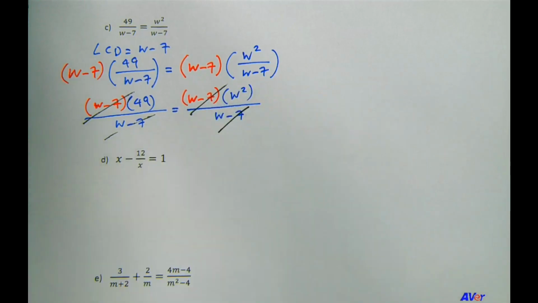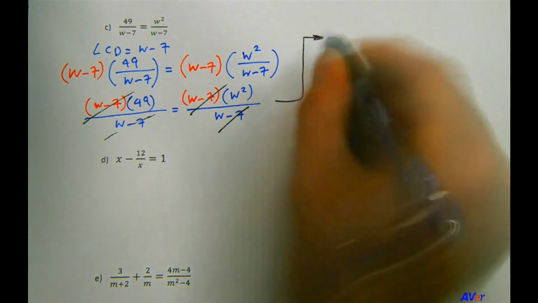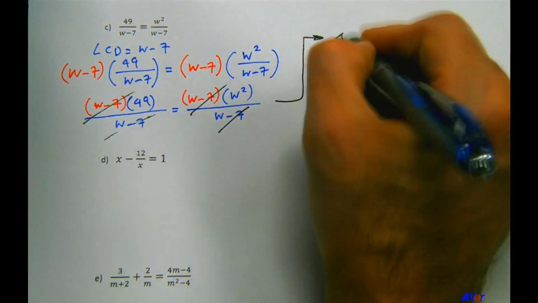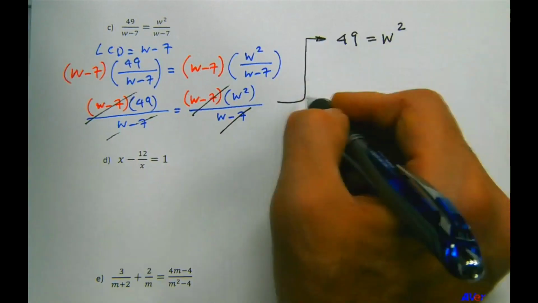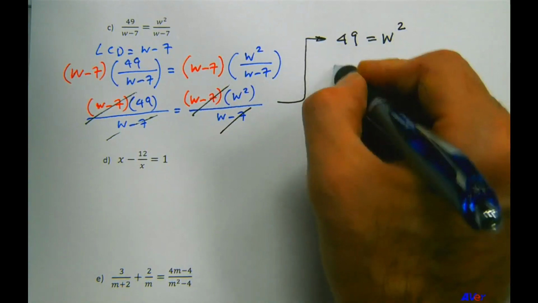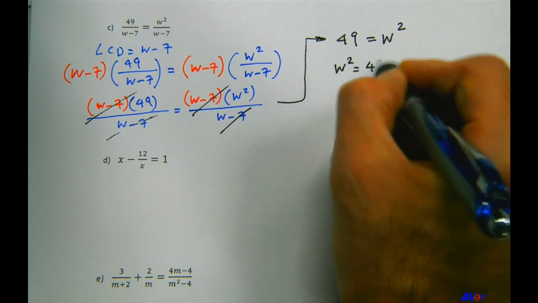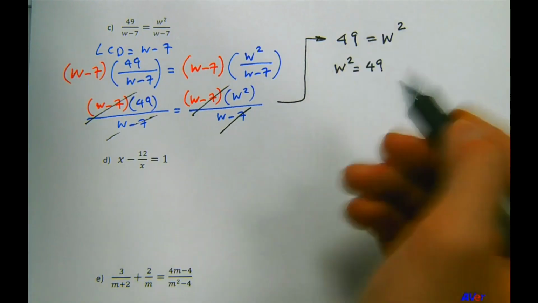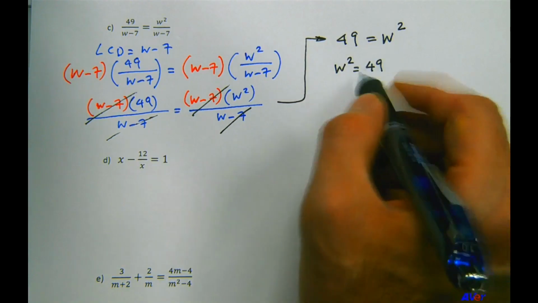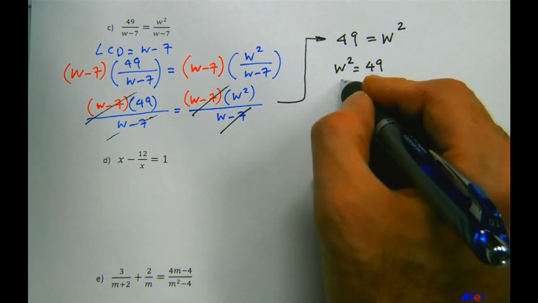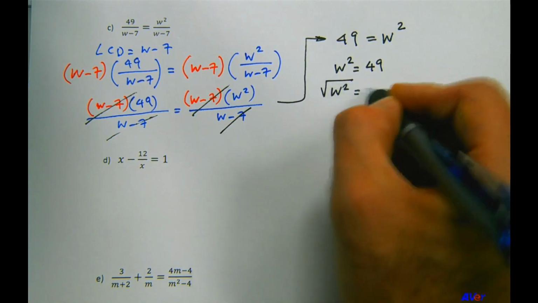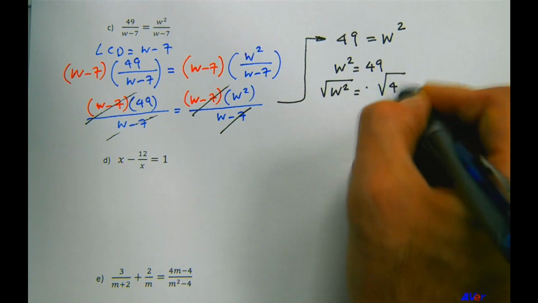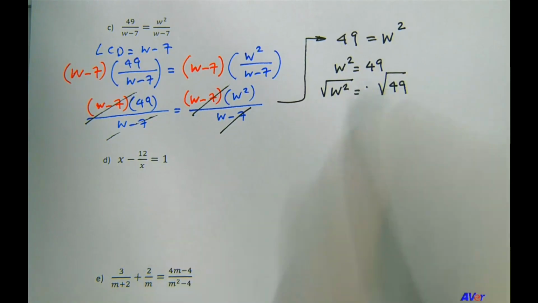That goes away, so we are going to end up with this equation. On the left, we have 49. On the right, we are left with W squared, right? Let's switch it so the variable side is on the left, like that. This is no different than that, okay? So now, let's take the square root of both sides, right? Square root of W squared equals square root of 49. Is this correct? Is my answer correct?